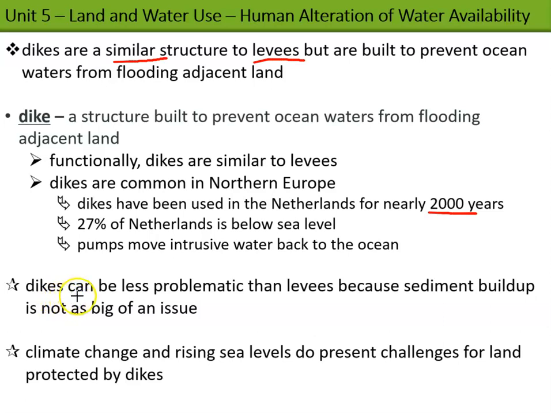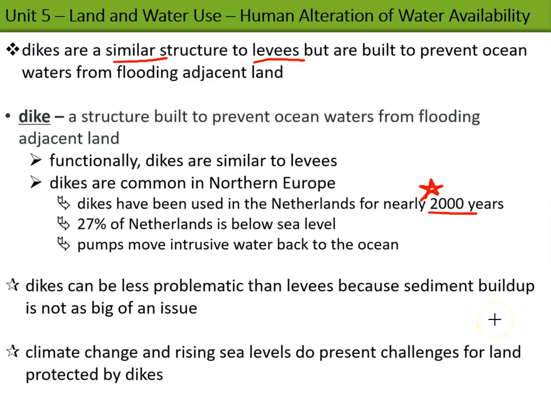Like I alluded to a second ago, dikes can be less problematic than levees because the sediment buildup in the ocean is not as big of an issue. So you don't really have a raising of the water levels in the ocean because of sediment deposits. It's a little bit different than the seasonal flooding that happens with floodplains and rivers. And you can see this, they've been sustainable in a place like the Netherlands for 2,000 years. That's pretty substantial and significant.